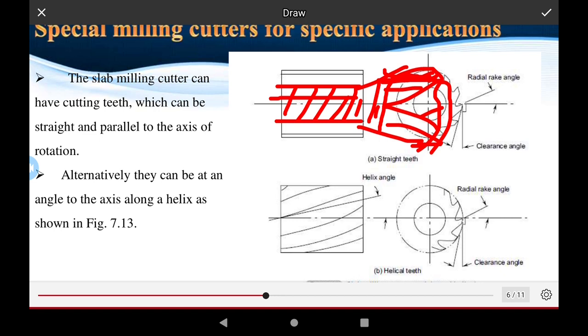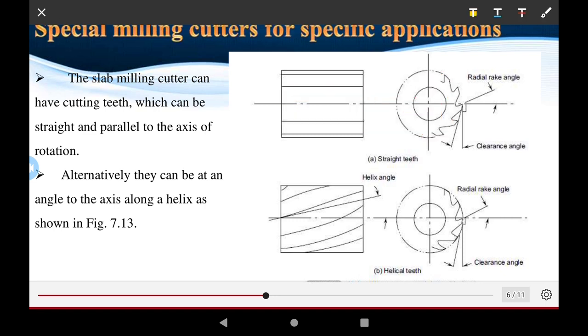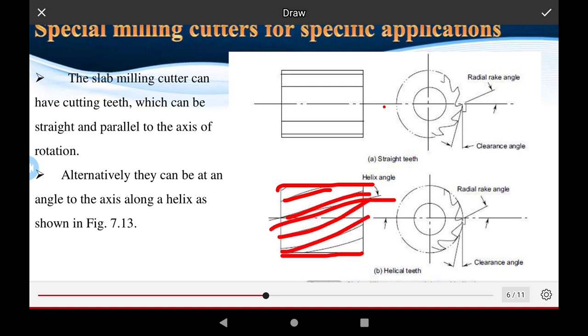Okay, and used for some special angles of the machines. Okay, and alternatively, they can be at any angle to the axis along a helix. Okay, this is used for some helix angles. Okay, and this is the helix, this is the tool selected for the design. This is the helix, and this is the design of the tools, the straight line. This is the straight line of the tools.